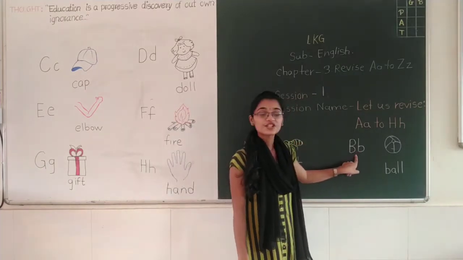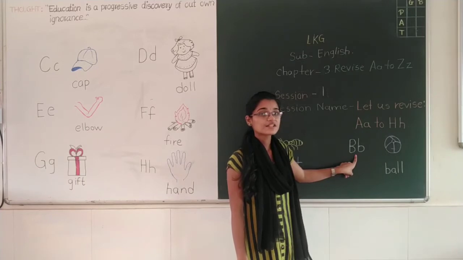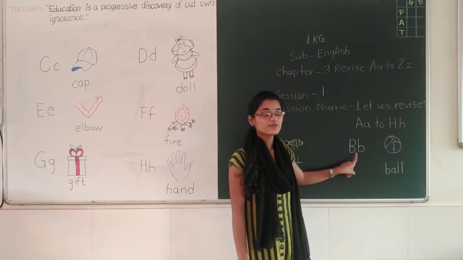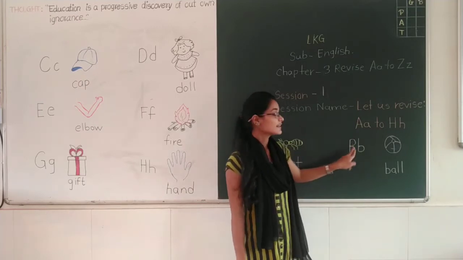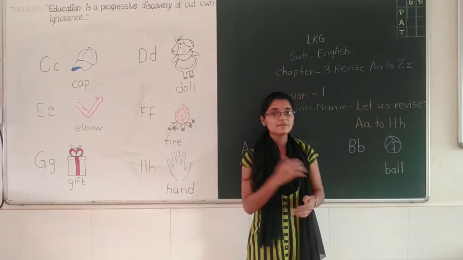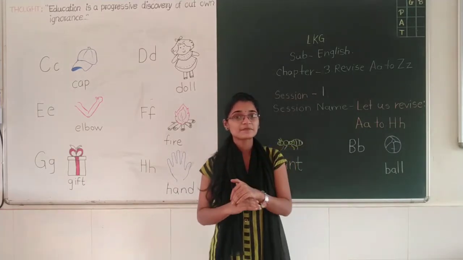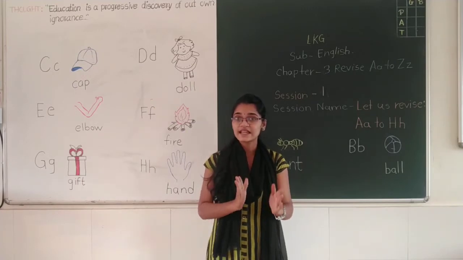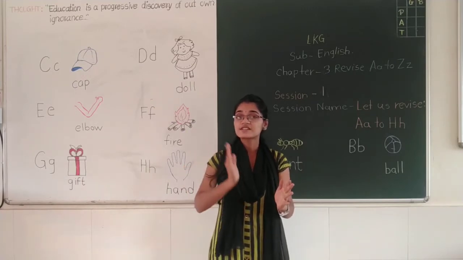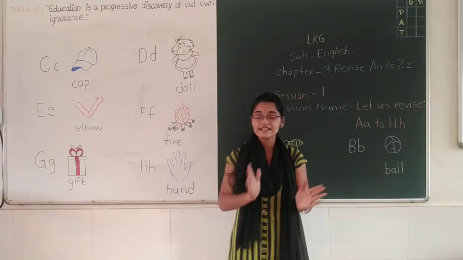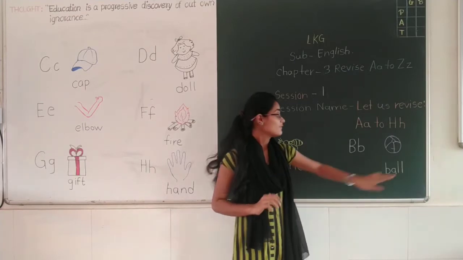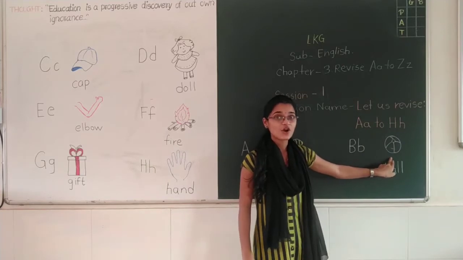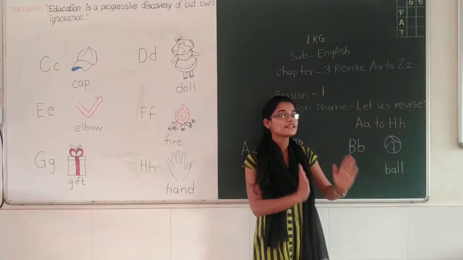Next. Which letter is this? Tell me fast. This is capital B, right? Capital B. And this is small b. Capital B, small b. Now tell me, what is the sound of letter B? B says what? B says B, right? What is the sound of letter B? B says B. And B for what? Which picture is this? This is the picture of ball, right? So B says B.